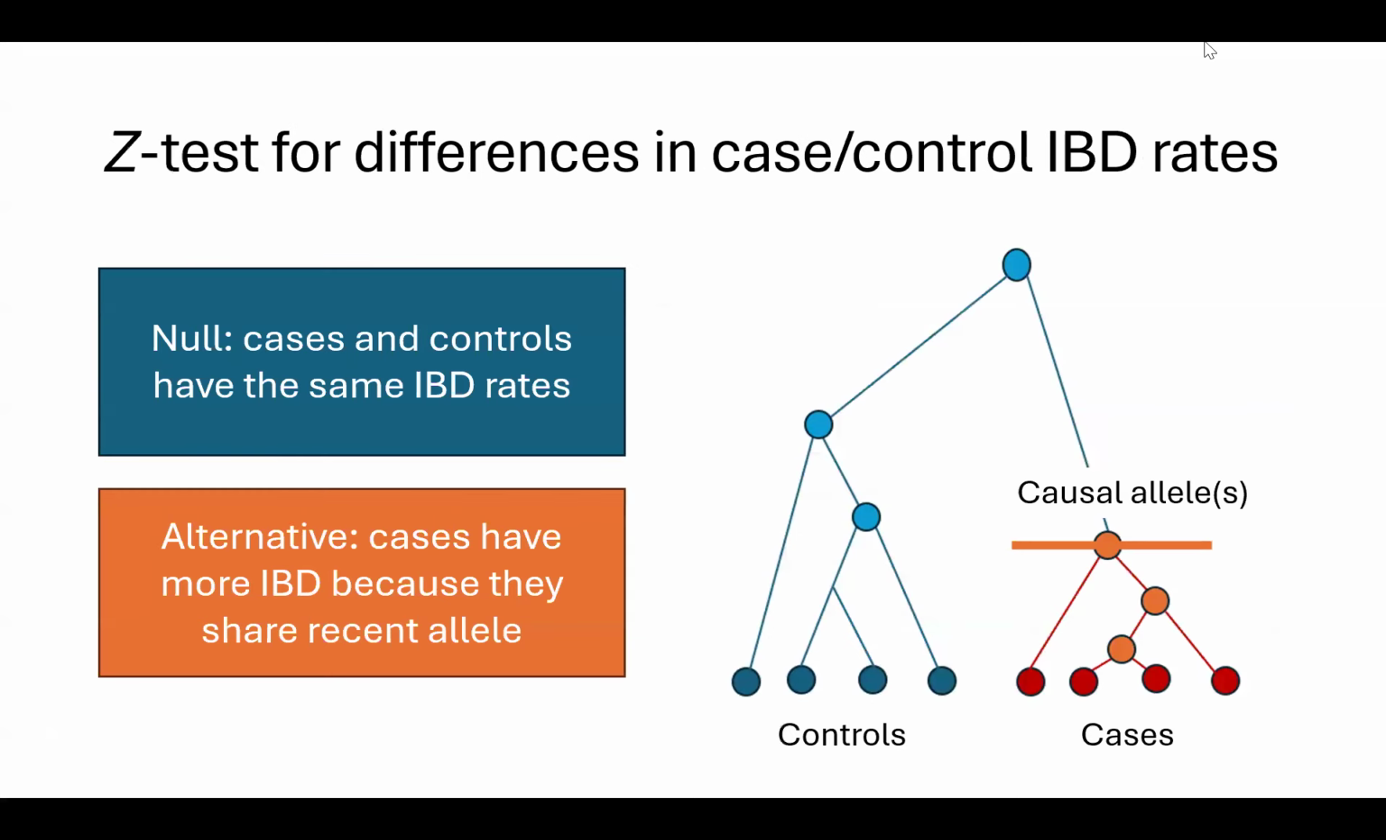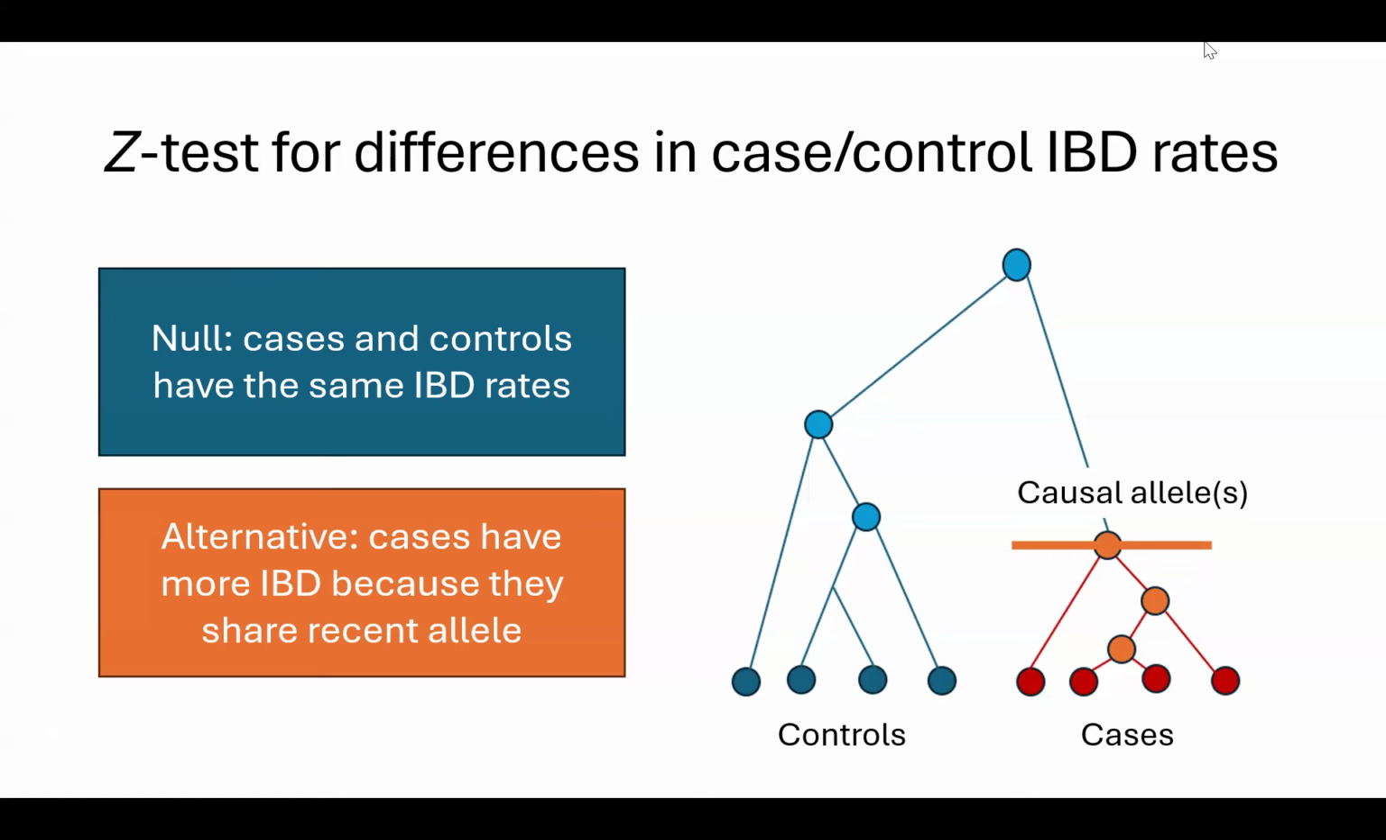Now we're curious about case control effects. We'll slightly modify our hypothesis test in this case. So we're again going to do a z-test, but instead this is a two-sample z-test looking for the differences in case-case IBD rates versus control-control IBD rates. The null is that these case-case and control-control pairings of the IBD rates are the same.